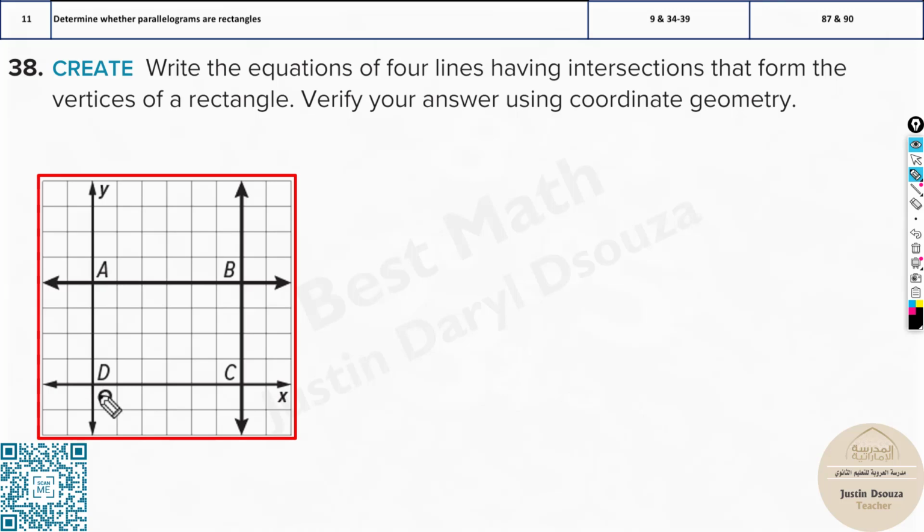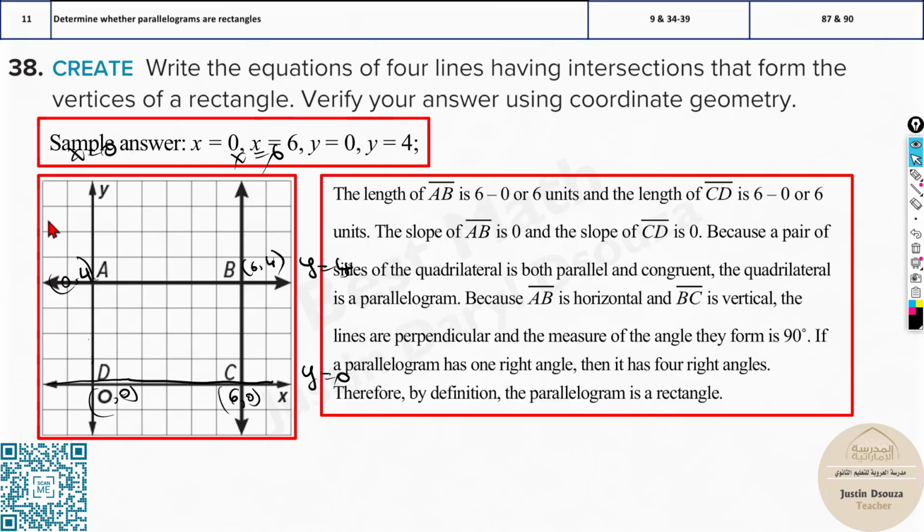Now I will consider this to be the center. It's written over here, center, right? So what is this line basically? This line is at y equals 0. What is this line? 1, 2, 3, 4, at y equals 4. What is this? At x equals 0, and we have a line at 1, 2, 3, 4, 5, 6, at x equals 6. The coordinate points are 0, 0, then 0, 4, then 6, 4, and 6, 0. And these are the equations. You can write your own rectangle as well with different equations.